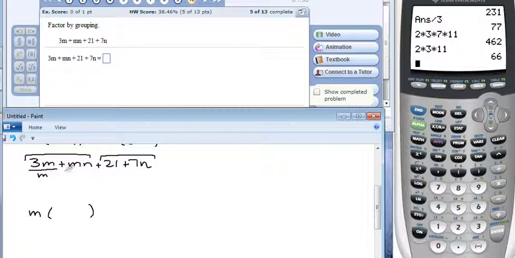I'm going to divide 3 by m. Okay, so here we have 3 plus, right? The m's are gone here, so all that's left is a 3, and we've got n.